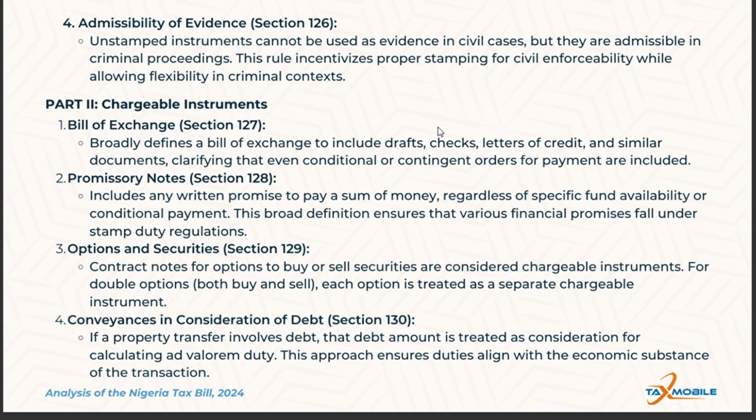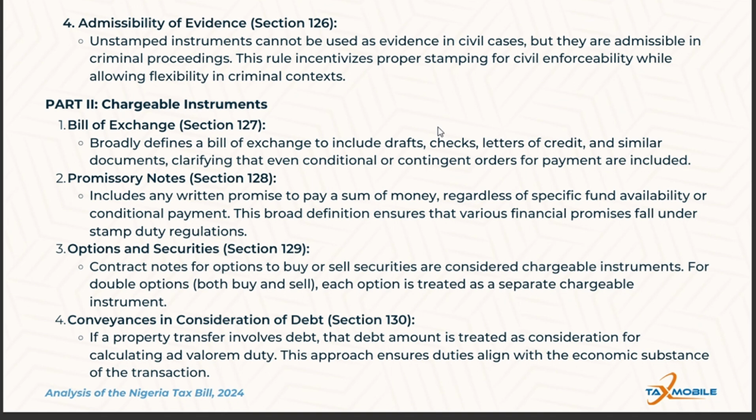Promissory notes, section 128: any written promise to pay a sum of money, irrespective of conditions or fund availability, is dutiable. This ensures that all formal financial commitments are brought into the stamp duty net.